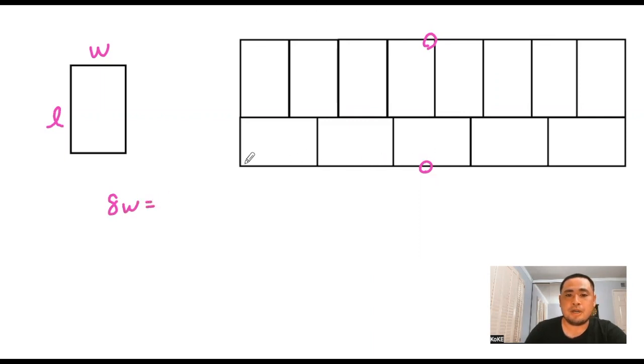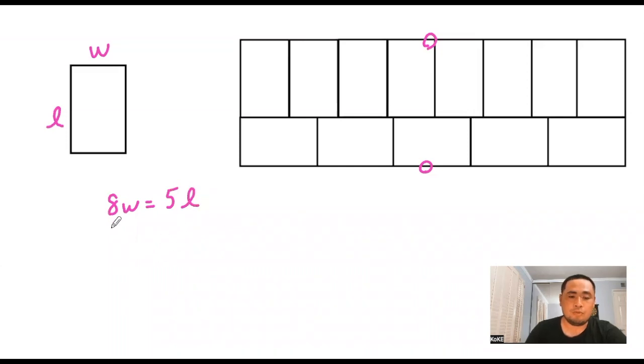And then on the bottom, you notice that this is equal to the length of this rectangle, and it takes 5 lengths to equal the bottom here. So 8W is going to be equal to 5L.